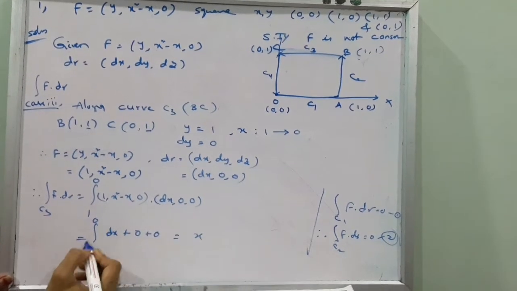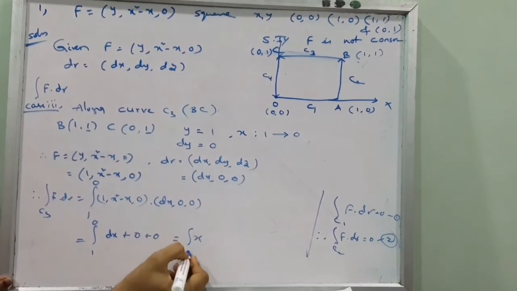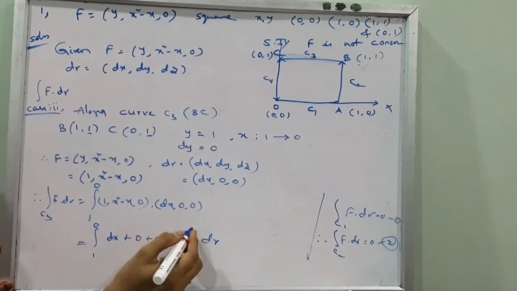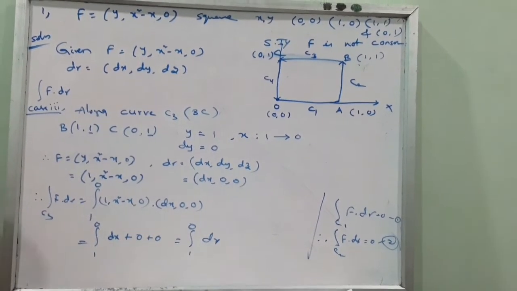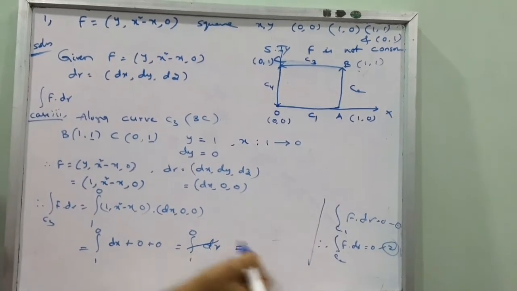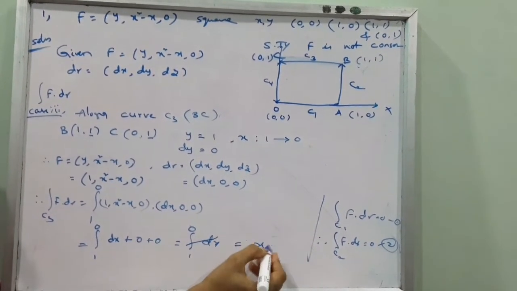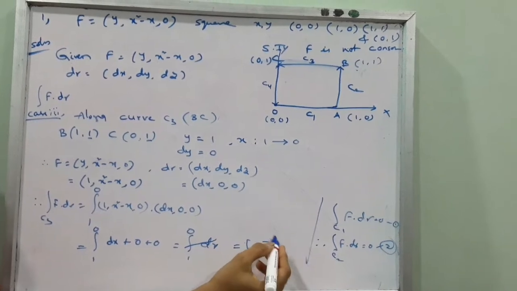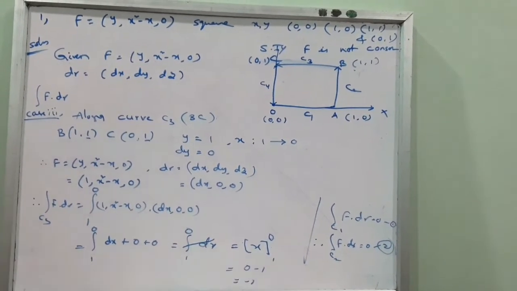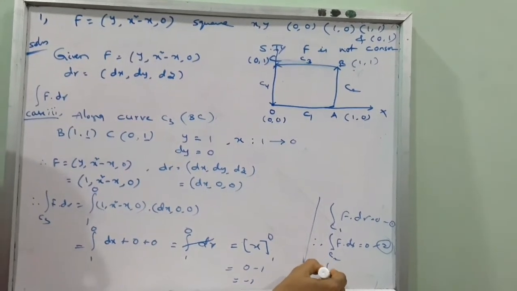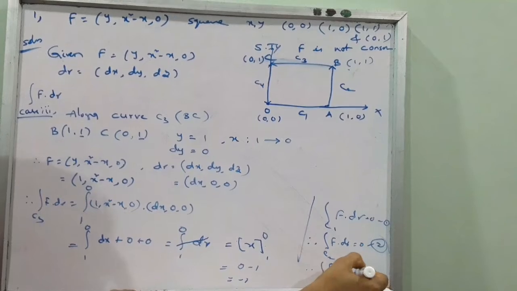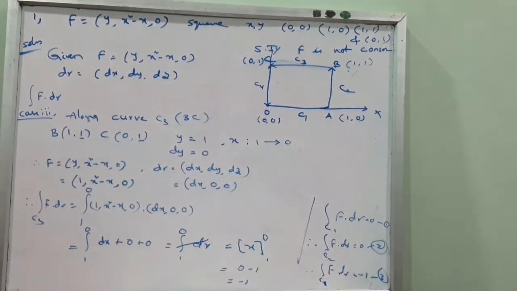The integral of dx will be x, with limits 1 to 0, which is equal to 0 minus 1, which is equal to minus 1. Therefore, the integral along C3 of f dot dr is equal to minus 1. This is equation 3.